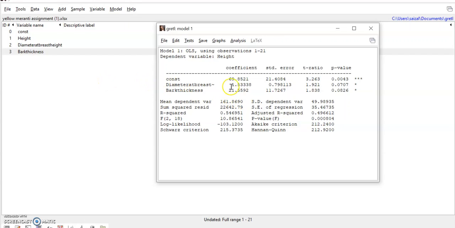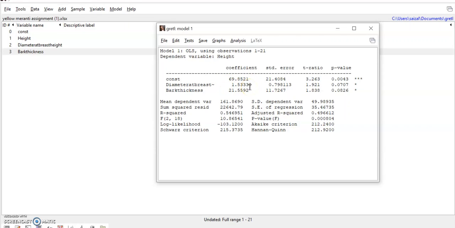So we have the coefficient for the diameter of the tree, that is 1.53338. Remember, the coefficient can be negative, it can also be positive. In this case, it is positive. Both of them are positive. It means that there is a positive relationship between the diameter and bark thickness towards the height of Yellow Meranti. If it is negative, it means that there is a negative relationship between the variables.